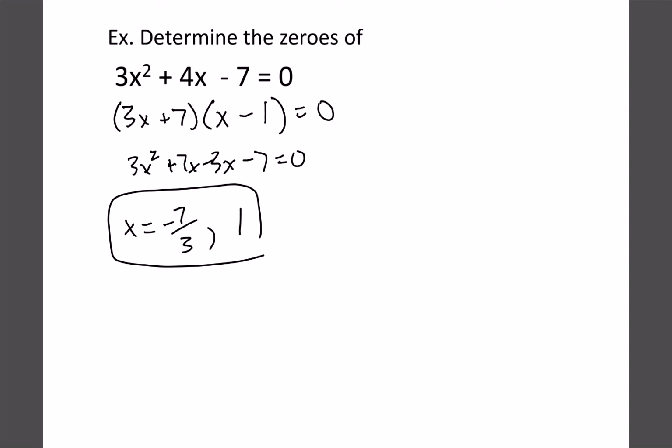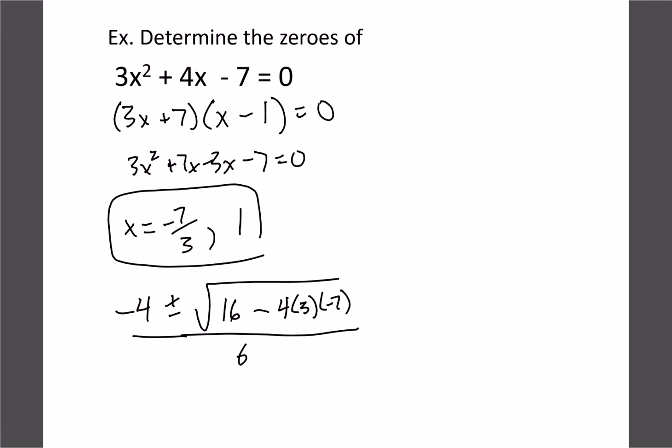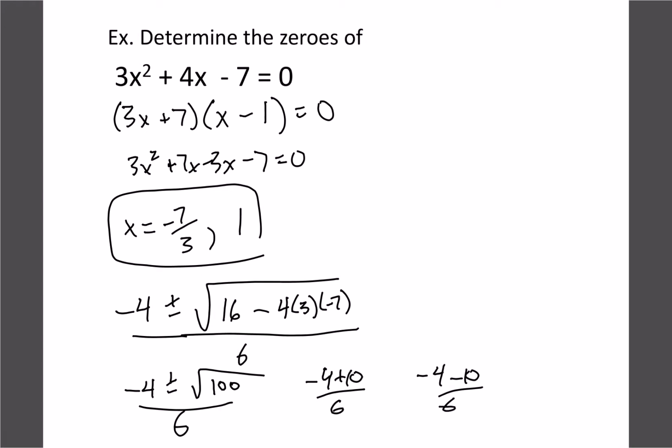So that works well for that, but once again, we could use our formula. So minus b, so let's try it. So we have negative 4 plus or minus the square root of b squared, which would be 16, minus 4 times 3 times negative 7, all over 2 times 3 is 6. So if we simplify that, 4 times 3 times 7 is 84, so the two negatives cancel. So 16 plus 84 is 100. So we'd get minus 4 plus 10 over 6, and minus 4 minus 10 over 6.